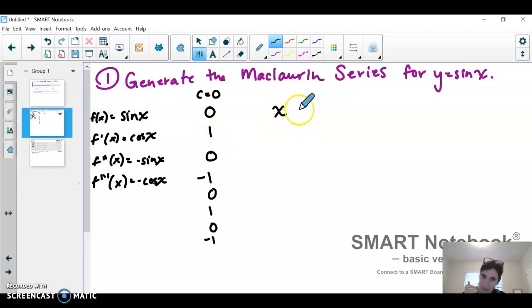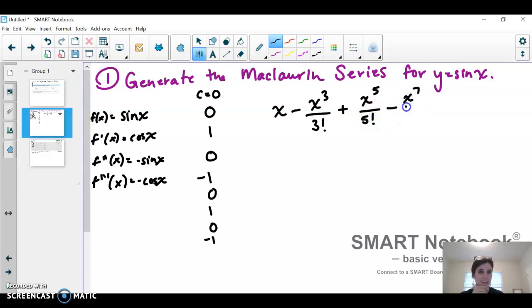We'd be adding 0x squared, and then we go to minus x cubed, and we're dividing that by 3 factorial. Then we skip over x to the fourth, and we go back to positive, it's an alternating series. The next one would be x to the fifth, divided by 5 factorial. You can probably guess the next one is minus x to the seventh over 7 factorial. And this is going to go on and on and on.